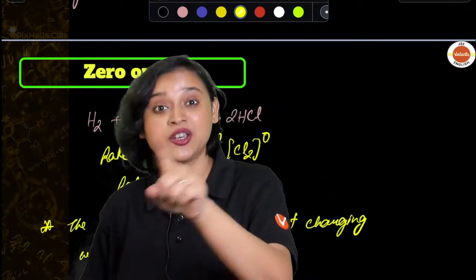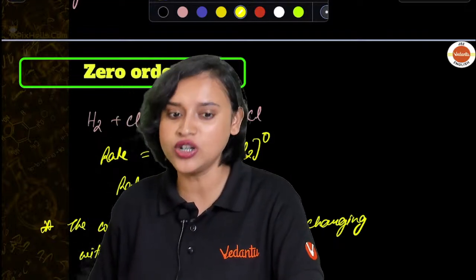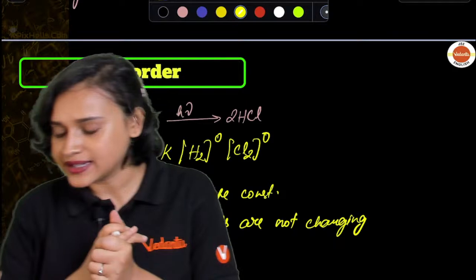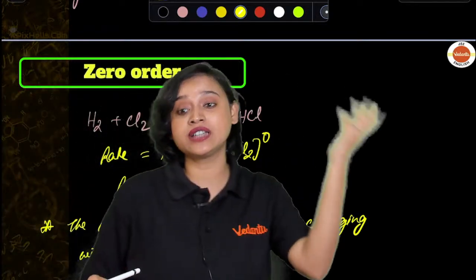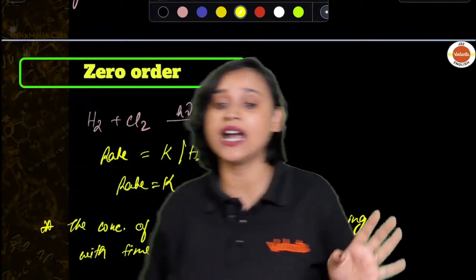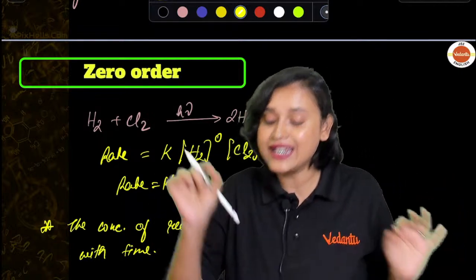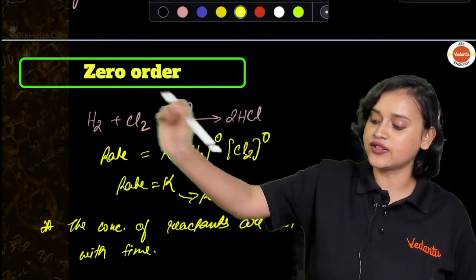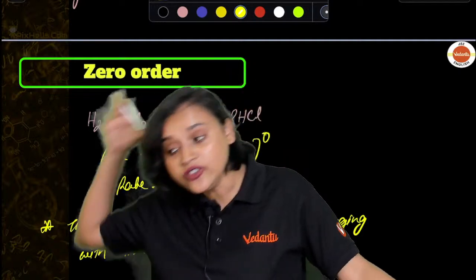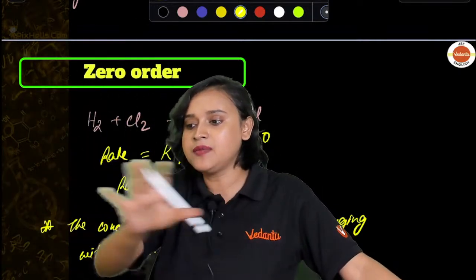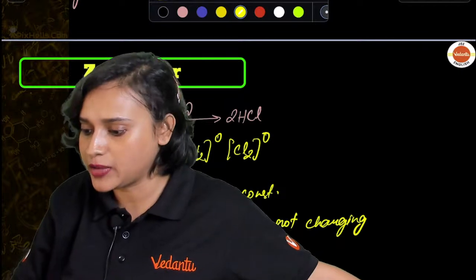We will read the equilibrium chapter and get to know about this more, so hold on to your horses. Don't get confused. Just know that for a zero order reaction, this is how it is. That means the rate is equal to a constant, so the concentration of reactants is not changing with time. When we do the equilibrium chapter, I will teach you this even better. Don't worry about it.